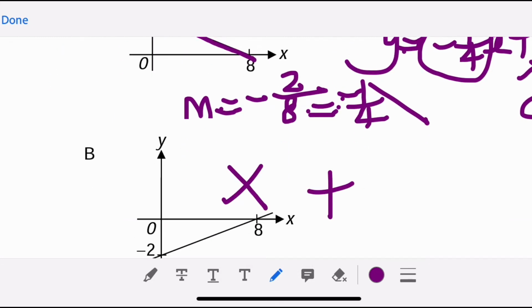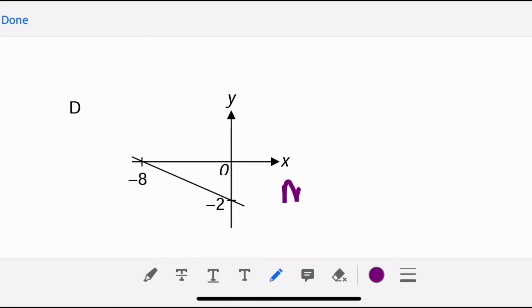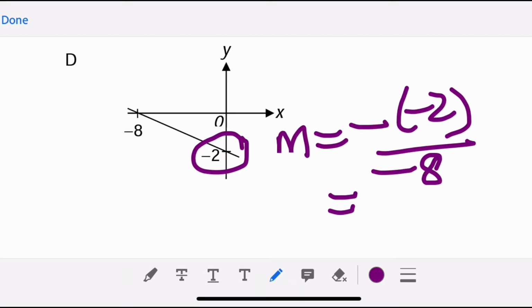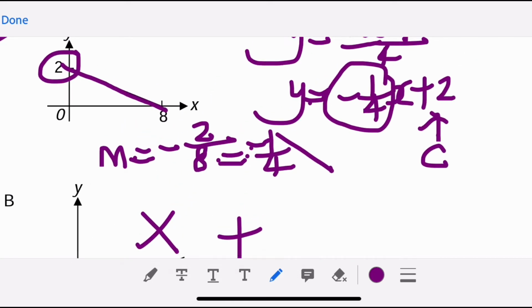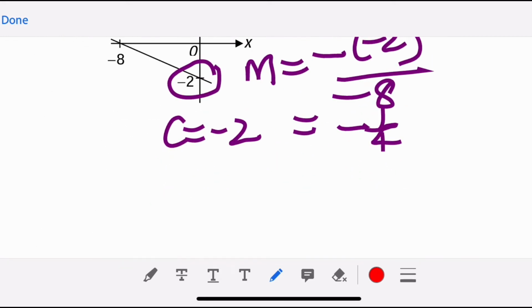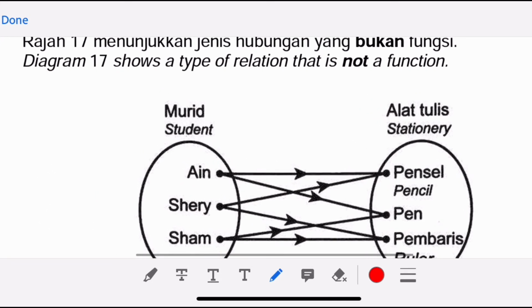This is a positive gradient. This one also positive gradient. This one, m is negative y-intercept, negative 2 over x-intercept. So we are having negative 1 over 4, the gradient is correct, but the C is negative 2, whereas in the question the C is a positive 2, right? Okay, so this one will be the perfect answer. Alright, this will be the wrong answer because the intercept is wrong. It was wrong. Now let's proceed to function.